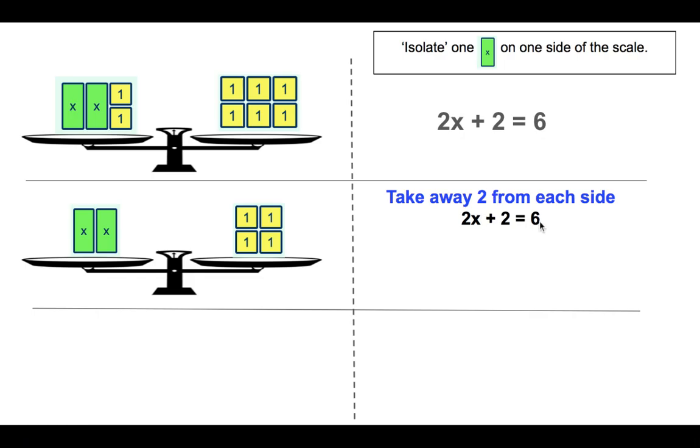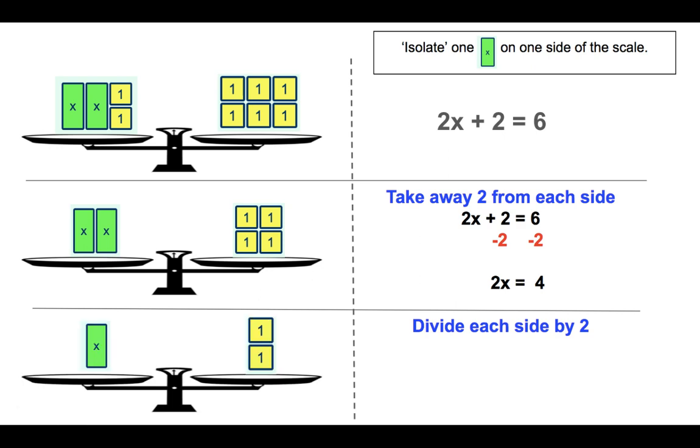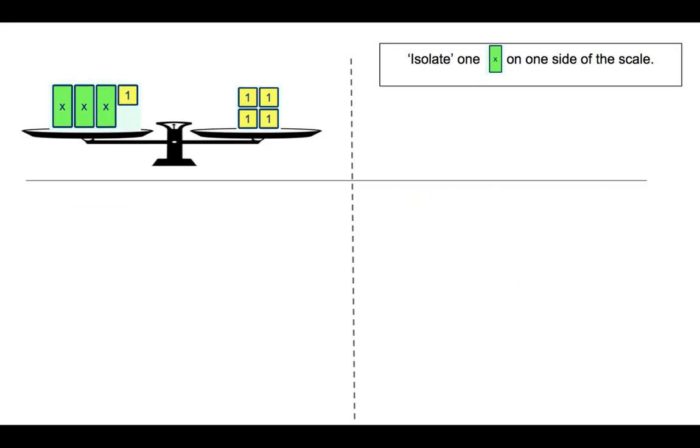So 2x plus 2 equals 6 was our original equation. I'm taking away 2 from each side. So notice it's from the left side and the right side. So 2x equals, and 6 minus 2 is 4. So 2x equals 4. But I want to know how much 1x is. So what I can do now is divide each side by 2. And if I divide each side by 2, I end up with 1x on the left side and 2 on the right side. And 2x divided by 2 is 1x, and 4 divided by 2 is 2.